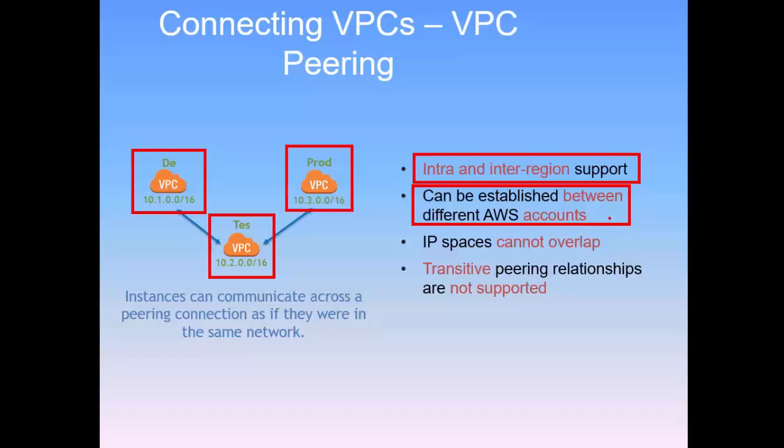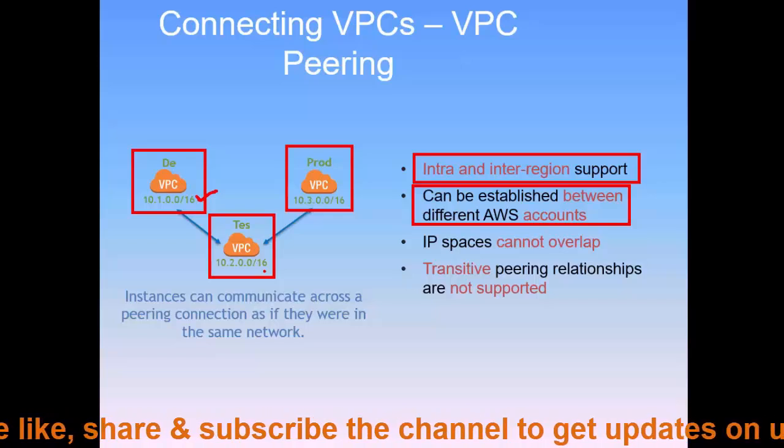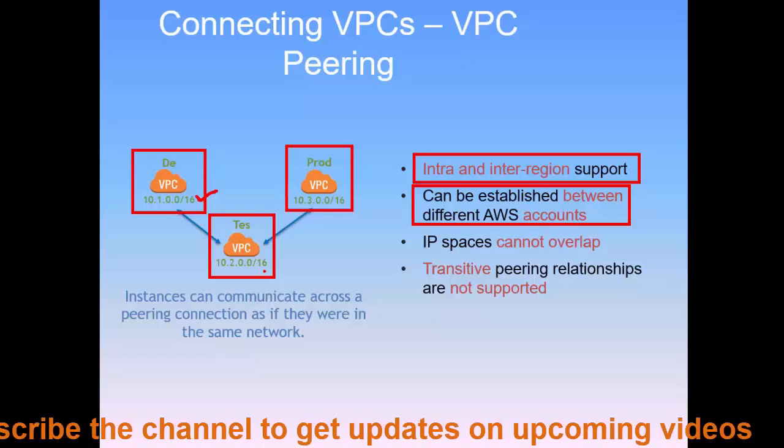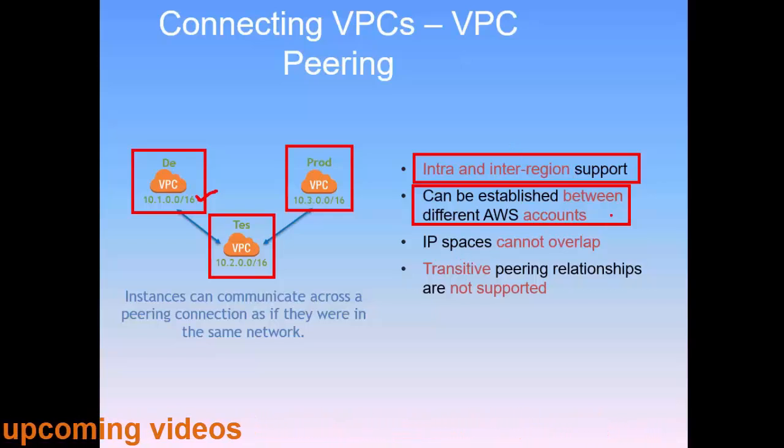The only condition is that the IP space should not overlap. You can see here are different networks: 1.0.0.0/16, 3 and 2/16. So these are different networks. The only condition is that the IP ranges should not overlap. Otherwise, you can do the peering either inter-region or intra-region, in the same account or a different account. Same account means different VPCs within the same account. No issue, you can do the peering.